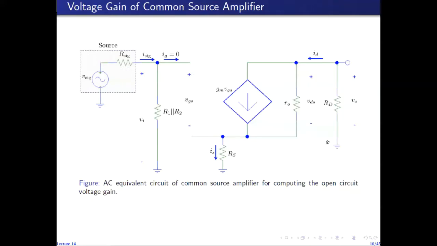So in order to find the open circuit voltage gain of the common source amplifier, we'll have to remove the load resistor RL. So RL is removed and the output voltage is labeled V naught. So we wish to find V naught over VI and then V naught over V sig. So V naught is equal to minus ID times RD, because minus ID flows through RD to generate V naught. And ID in turn is the current through R naught plus GM-VGS.